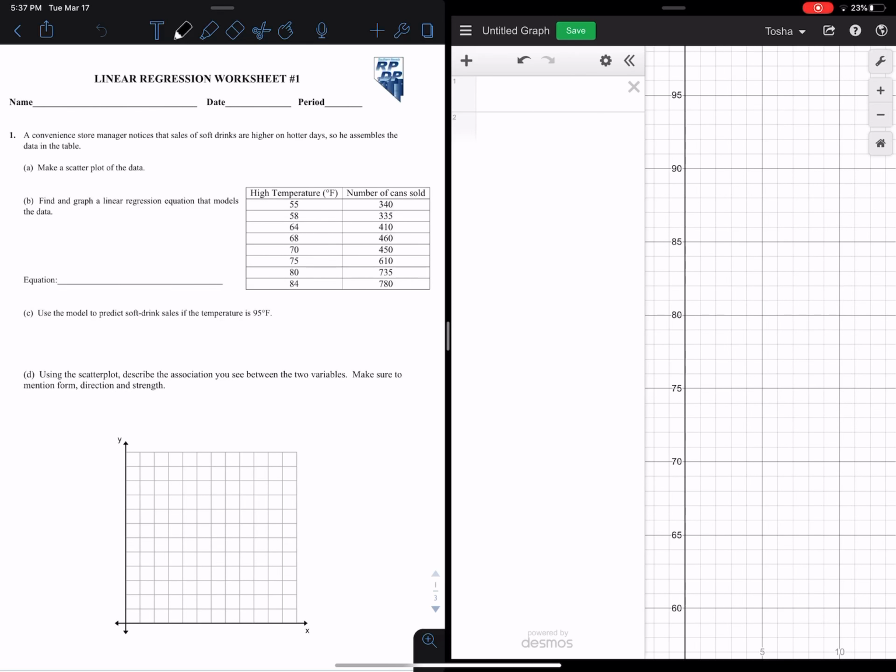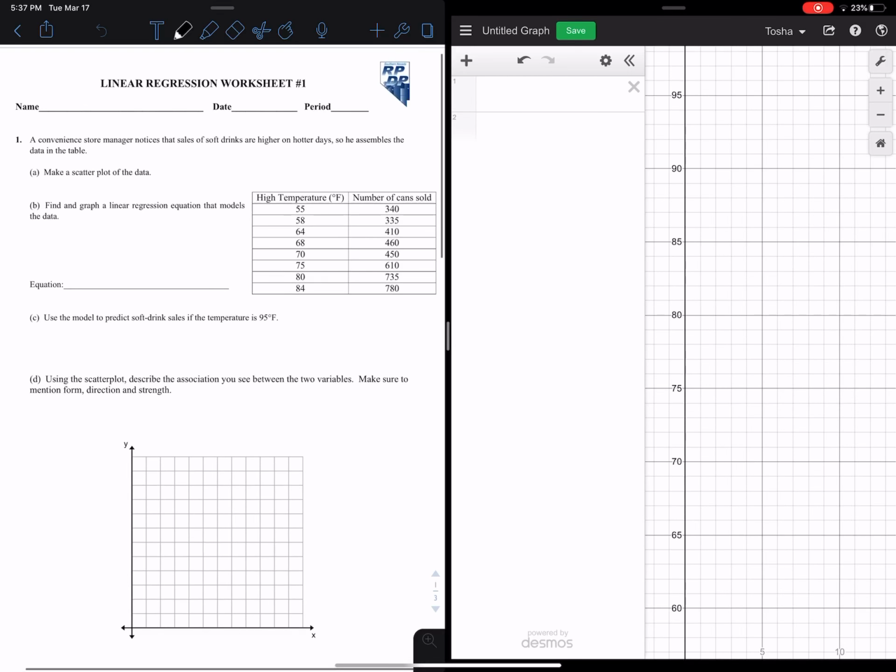So on Desmos, the first thing that we want to do is make a scatter plot of the data. So on this problem, it says a convenience store manager notices the sales of soft drinks are higher on hotter days, so he assembles the data in a table. And then A says make a scatter plot of the data. So we're going to do that on Desmos.